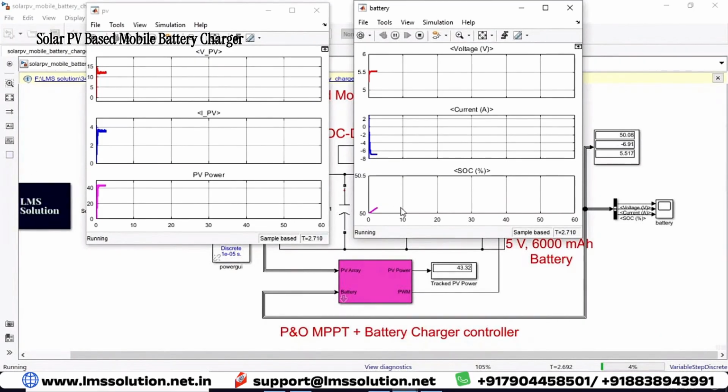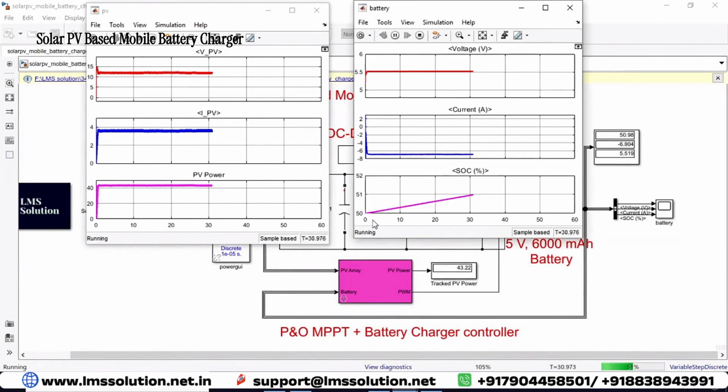So I'm going to simulate this model up to 60 seconds, so we will check the process. Now you can see that within 30 seconds the SOC, the state of charge of the battery, changes from 50 to 51 percent. That means within 30 seconds it will charge 1 percent. That means within 1 minute it is going to charge 2 percent.